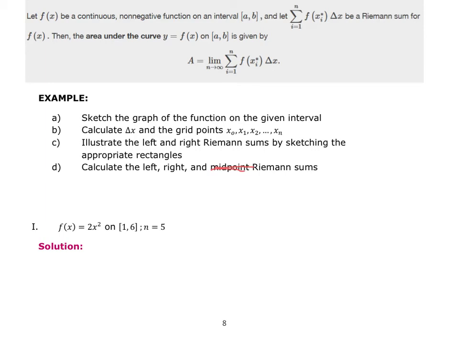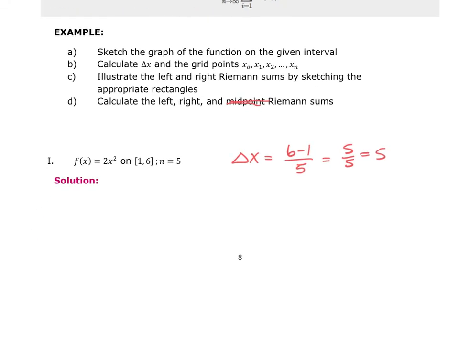So if I want to look at 2x squared from 1 to 6 with 5 intervals, the first thing I'm going to do is find my delta x. My delta x is going to be 6 minus 1 divided by 5. That tells me my delta x, or the width of each one of my rectangles, is going to be 5 over 5, so in other words, 1.